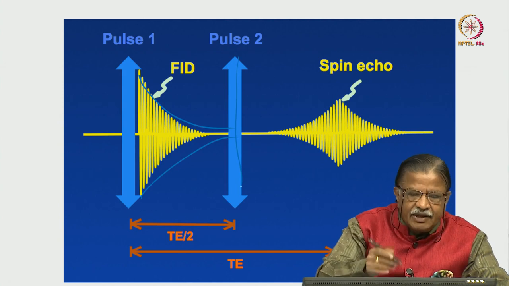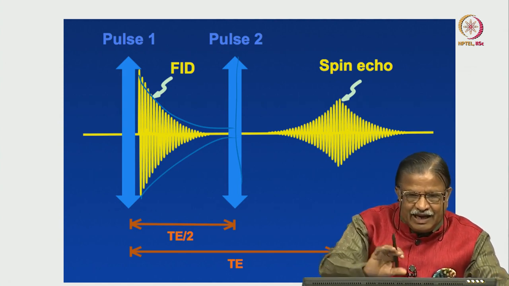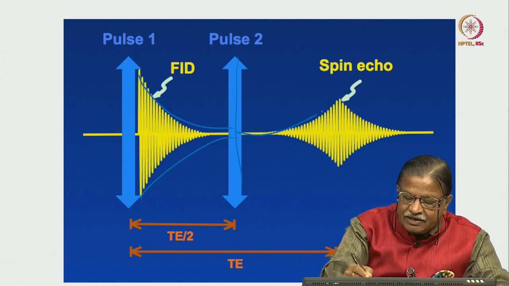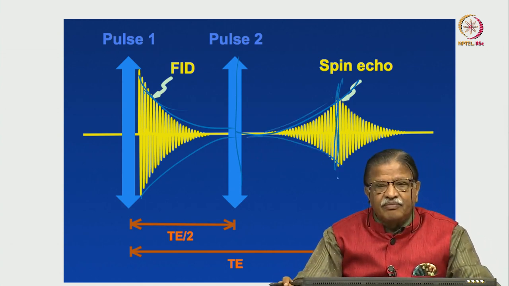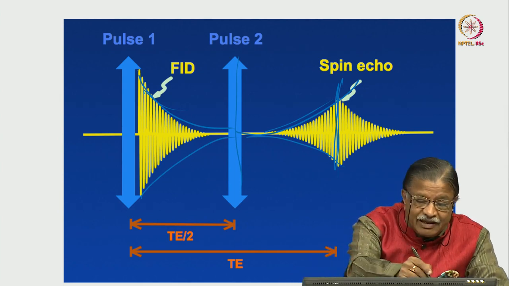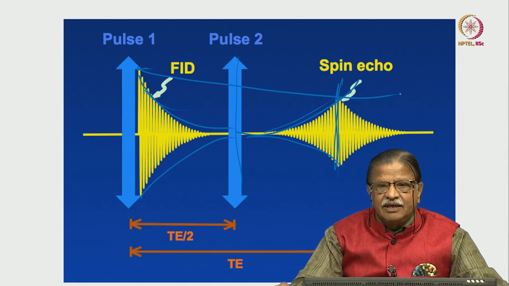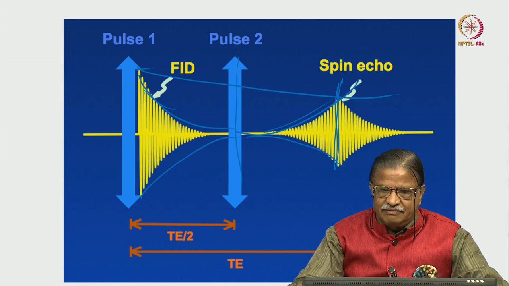Apply a 180 pulse here. Then what is going to happen? Like runners who have reversed their direction, the spins will again start going back. At the top of this, there is an echo. But between this intensity and this intensity, there is slightly less, because between this time there is relaxation.